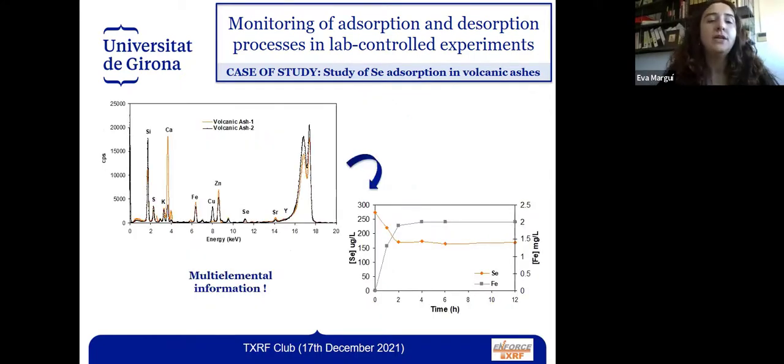Another benefit of TXRF was that we obtained for each of these fractions information regarding all other elements, and we can also study their behavior in comparison with selenium. And we realized, for instance, that when the selenium was absorbed in the ash, the iron was dissolved.